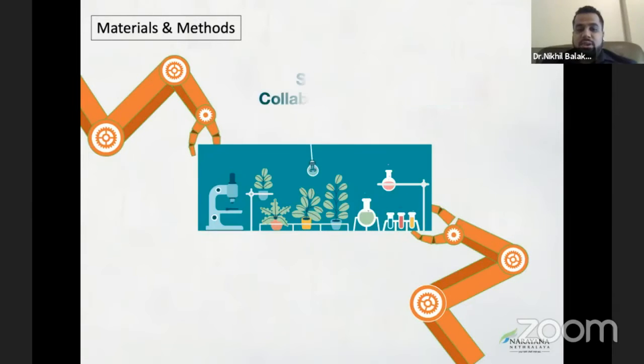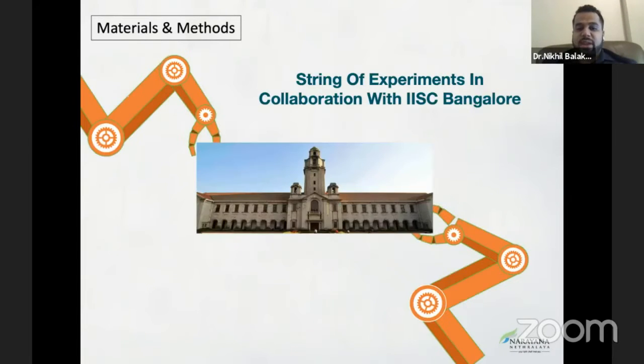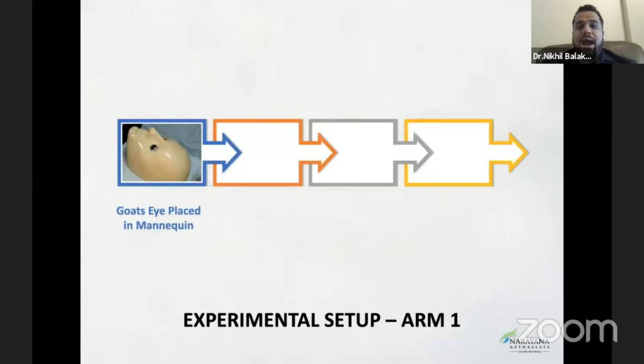My material and methods were as follows. There were a string of experiments we did in collaboration with IISc Bangalore, which was rated as the number one research center in the world recently. Our experimental setup had two arms, arm 1 and arm 2. In arm 1, a goat's eye was placed in a mannequin.